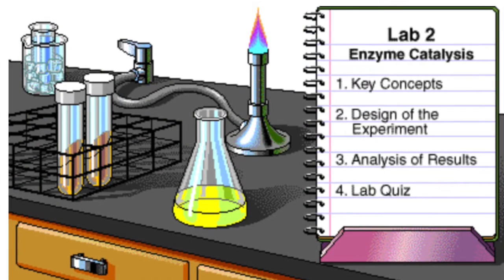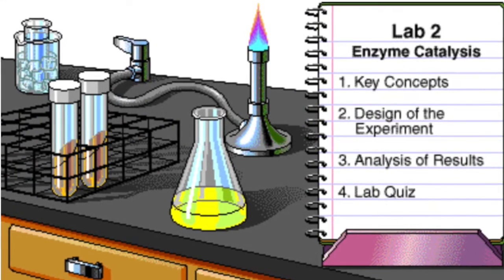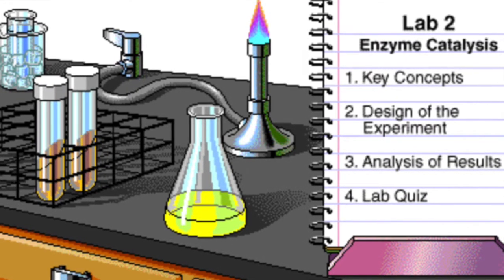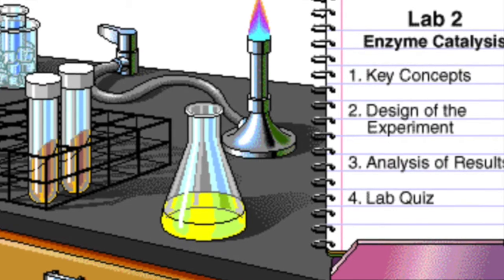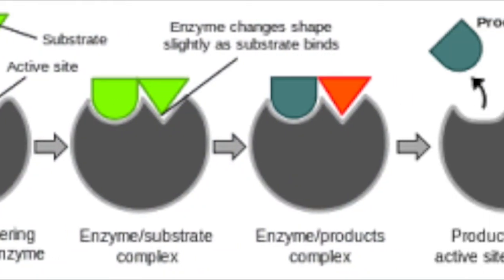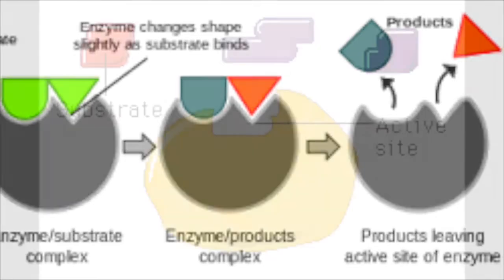In the enzyme catalyst lab, we observed the conversion of hydrogen peroxide to water and oxygen gas by the enzyme catalase. We then measured the amount of oxygen generated and calculated the rate of the enzyme catalyzed reaction. Enzymes catalyze reactions by lowering the activation energy necessary for a reaction to occur.